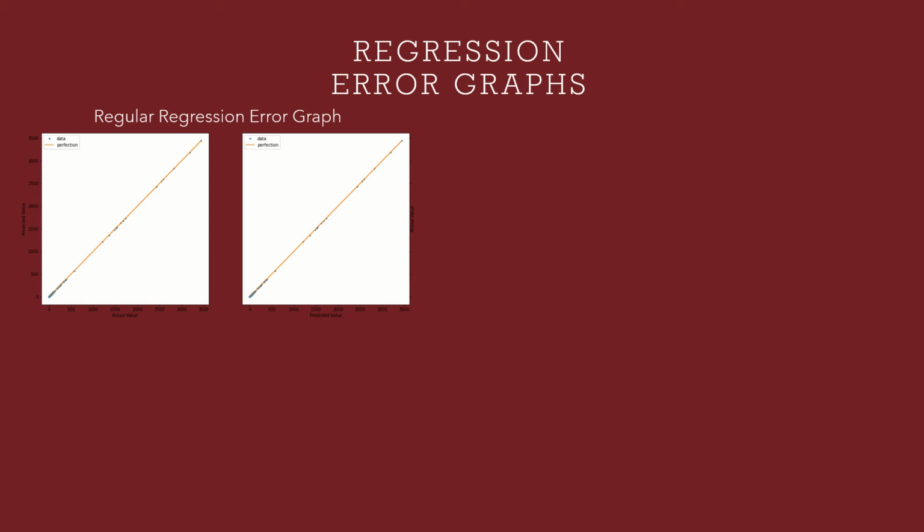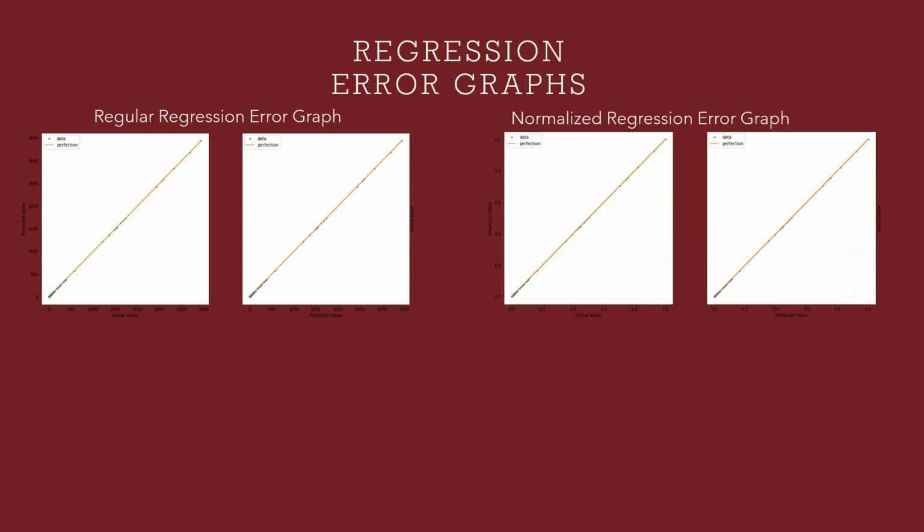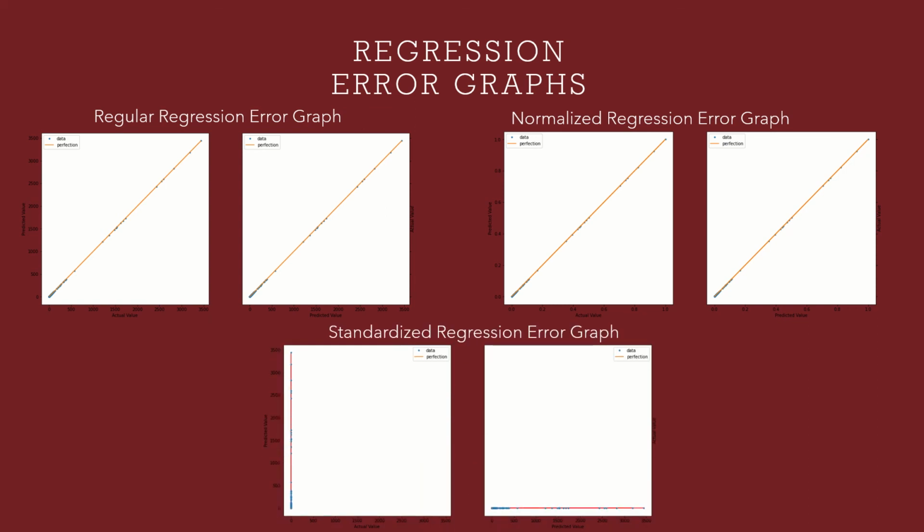And so basically the line followed the actual value and the predicted value to make a perfect line, which is what that yellow line is. And the blue dots are the data. And as you can see, the linear model overfits to the extreme on both the regular and the normalized regression graph, meaning it's not something we want to use in a data set.